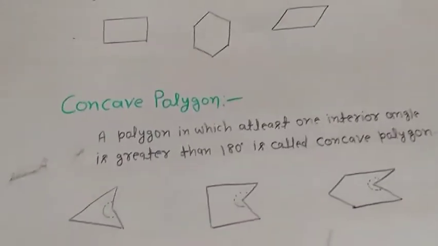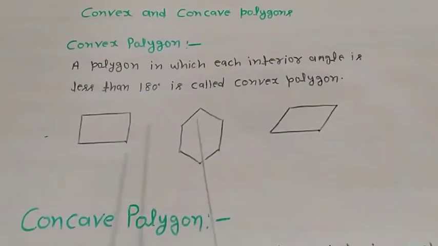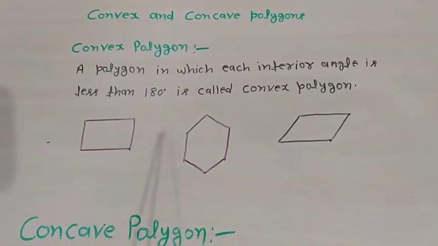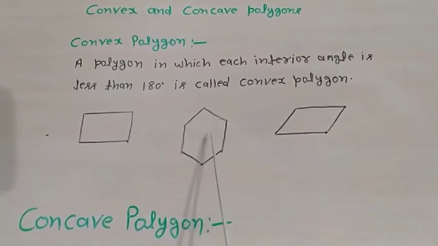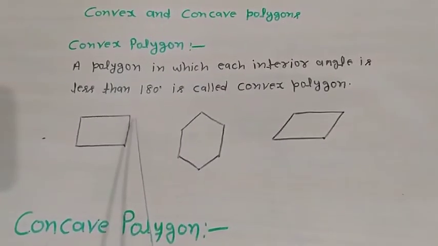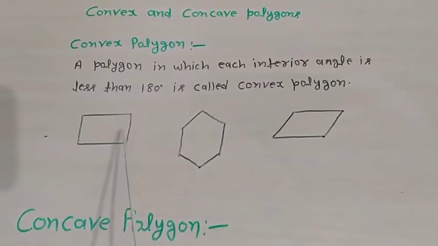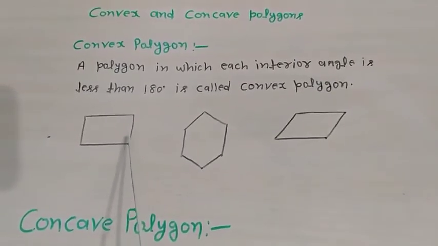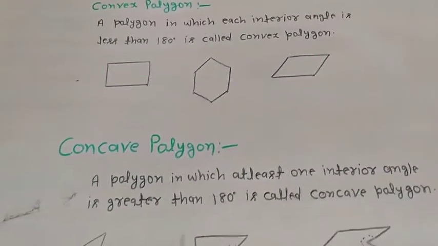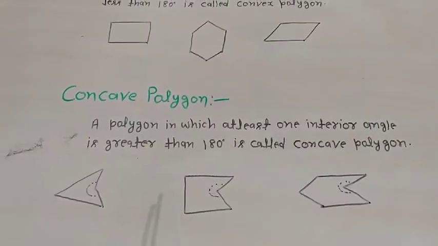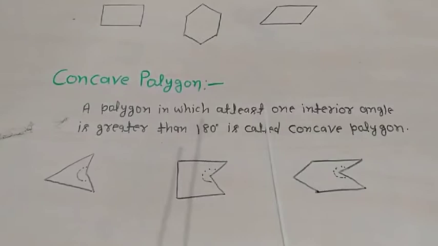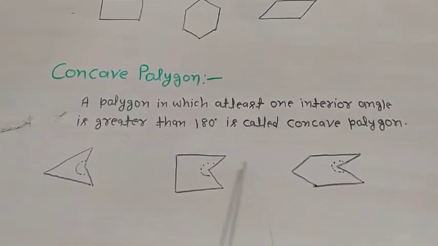In the case of convex polygons, each angle is less than 180 degrees and each diagonal lies inside. Okay, this is convex polygons and their diagonals. Each diagonal lies inside the polygon and each angle is less than 180 degrees. Clear? And in concave polygons, at least one angle is greater than 180 degrees and at least one diagonal lies outside the polygon.